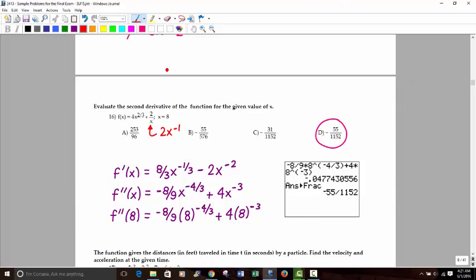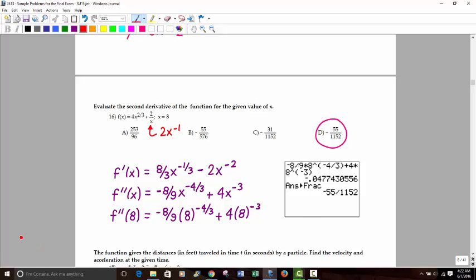Okay, find the second derivative of this function at the value given, which is x equals 8. So you see I did this deal again like we did those other problems, wrote this 2x to the negative 1. And so the first derivative will be 8/3, and subtract 1 from the exponent will be negative 1/3. And that'll be, bring the negative 1 down, makes it negative 2x to negative 2. Now the second derivative. So it'll be negative 1/3 times 8/3, which will be negative 8 over 9.